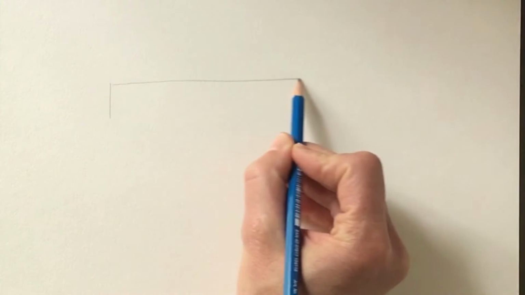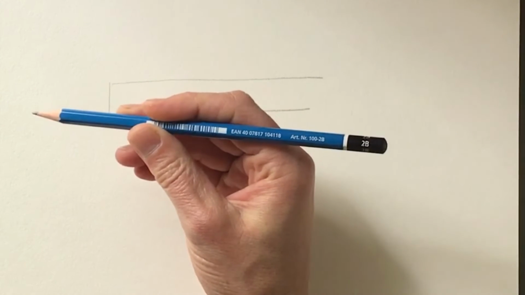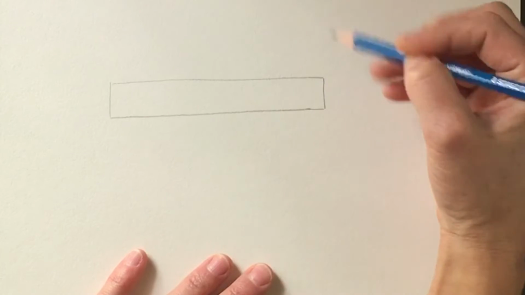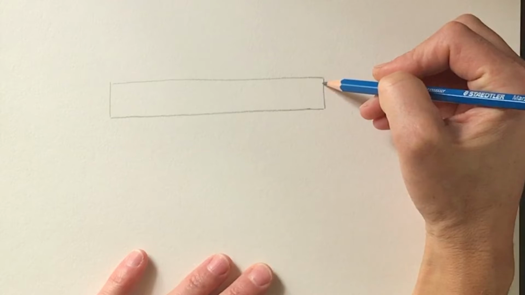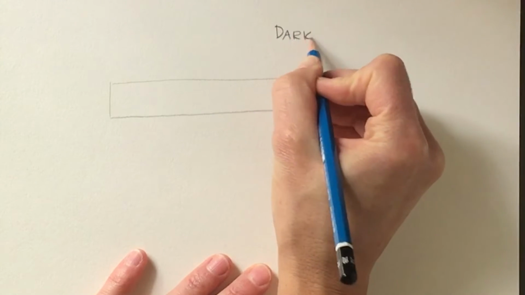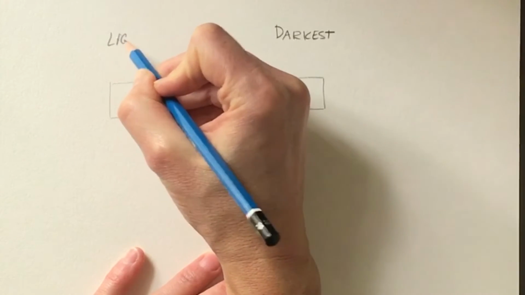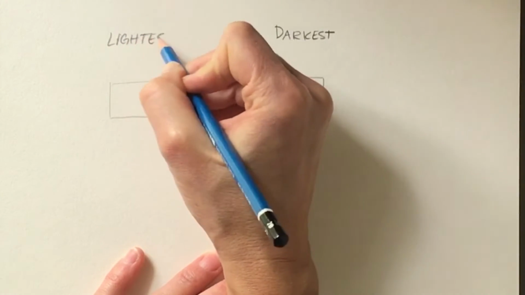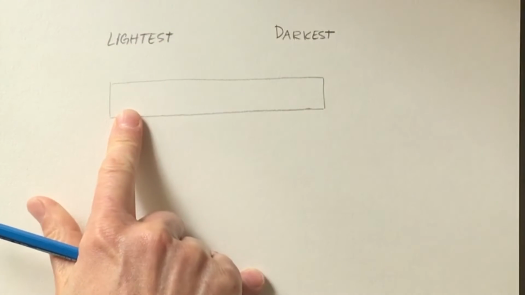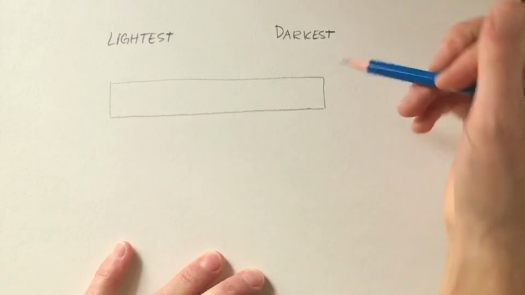So I'm going to create a value scale for myself here, and I would suggest you try this out. I have a 2B pencil. I'm going to start by working with my darkest values first, and then I'm going to work my way to my lightest. Now remember, your lightest value should be the white of the paper. So I'm not going to put anything here. I'm going to leave it white.